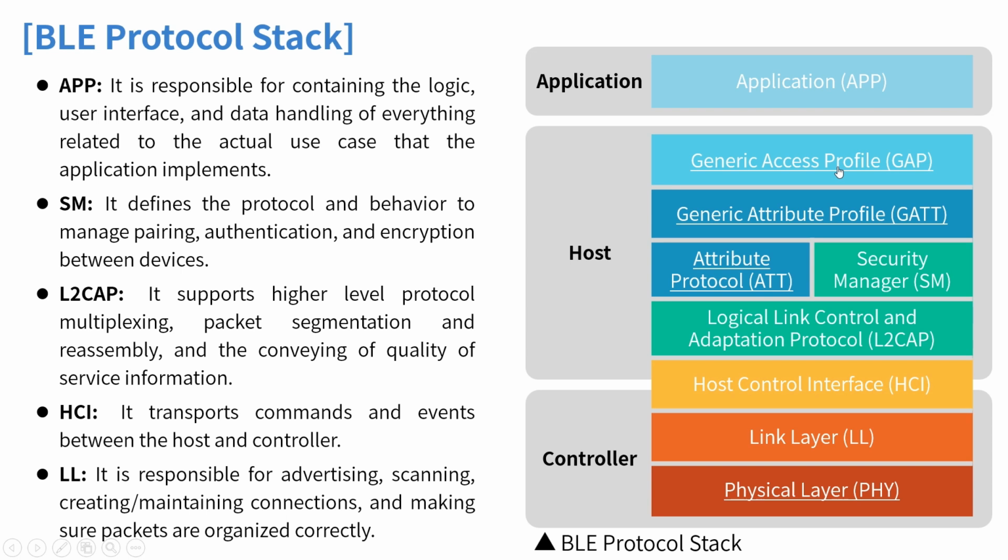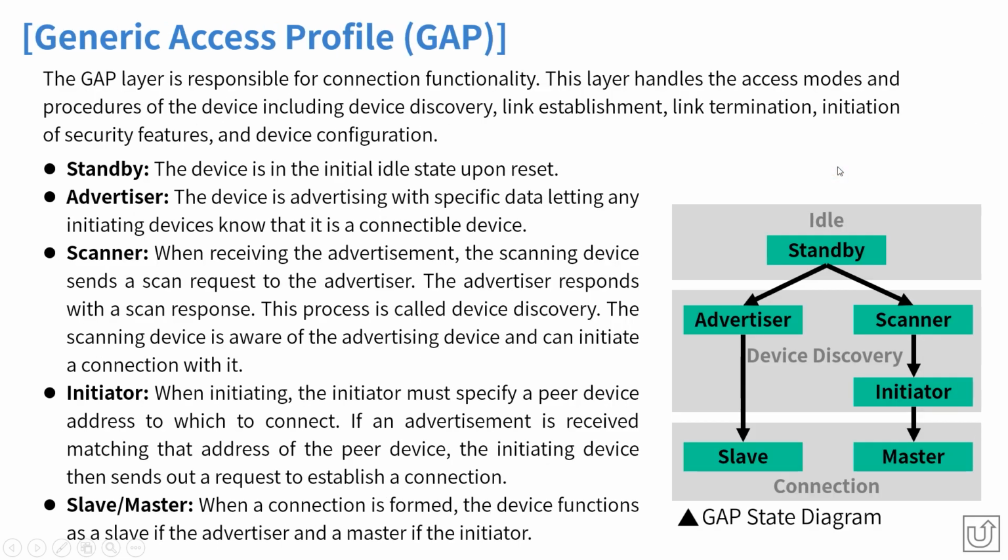The eighth is the generic access profiler. The GAP layer is responsible for connection functionality. This layer handles the access modes and the procedures of the device, including device discovery, link establishment, link termination, initiation of security features, and device configuration.